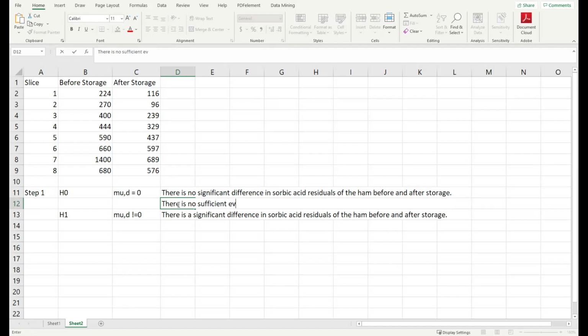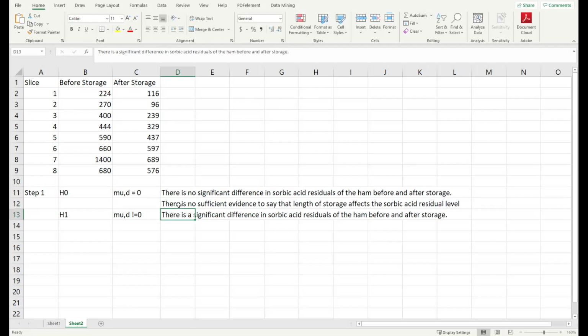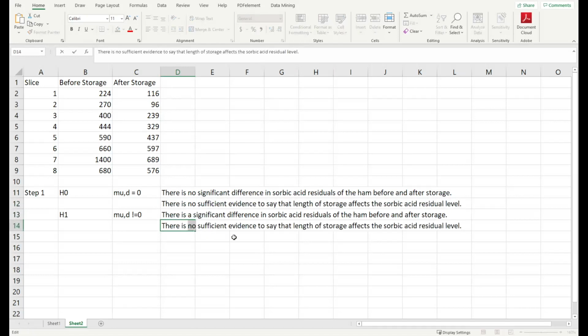Sufficient evidence to say that length of storage affects the sorbic acid residual level. Pwede ganyan, no? So you can, if you want to state it exactly how the problem states it, walang problema doon. Okay? So these two basically mean the same thing.